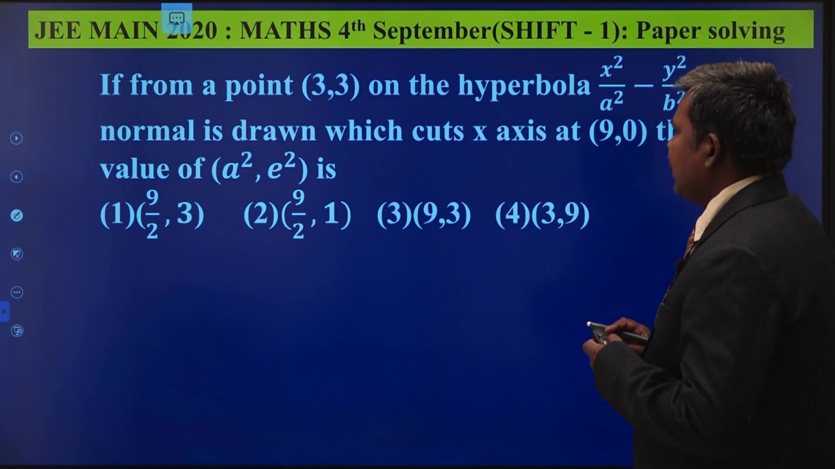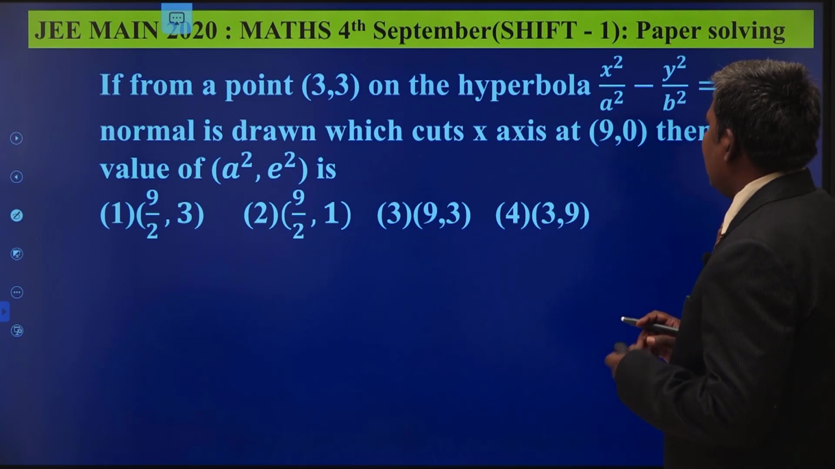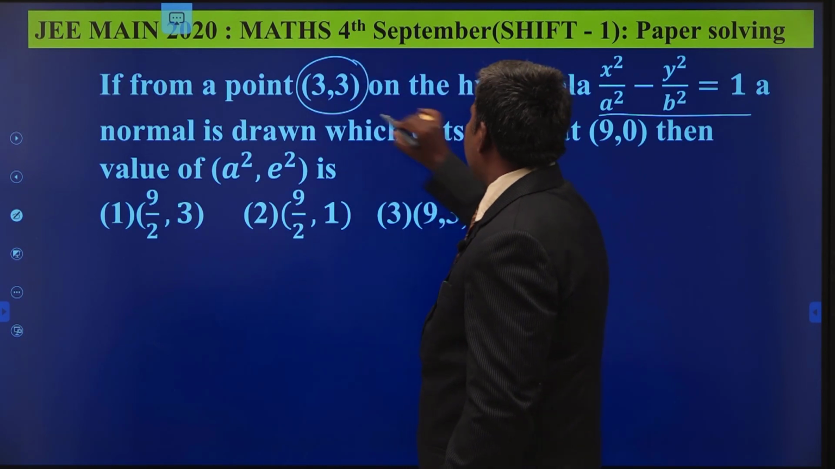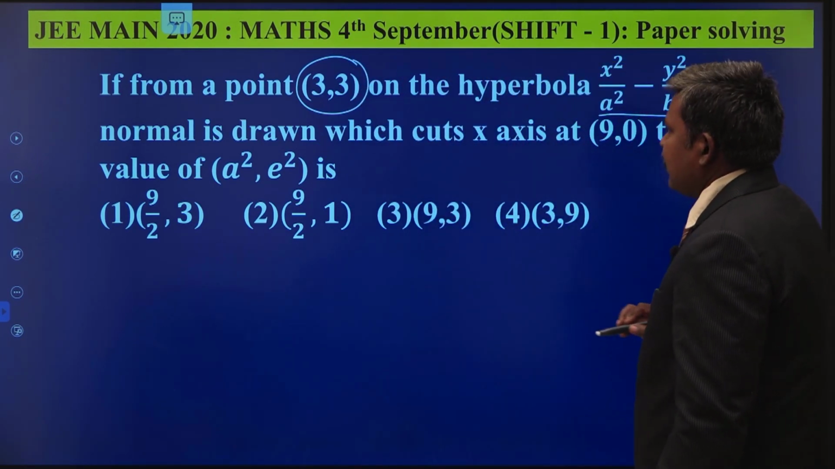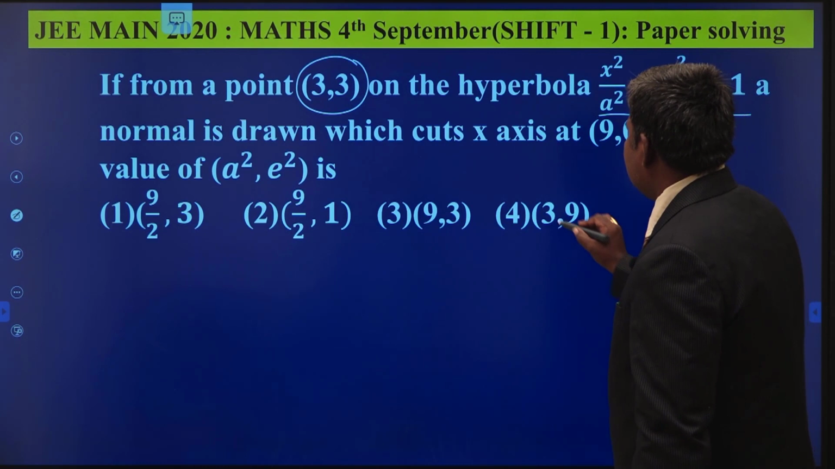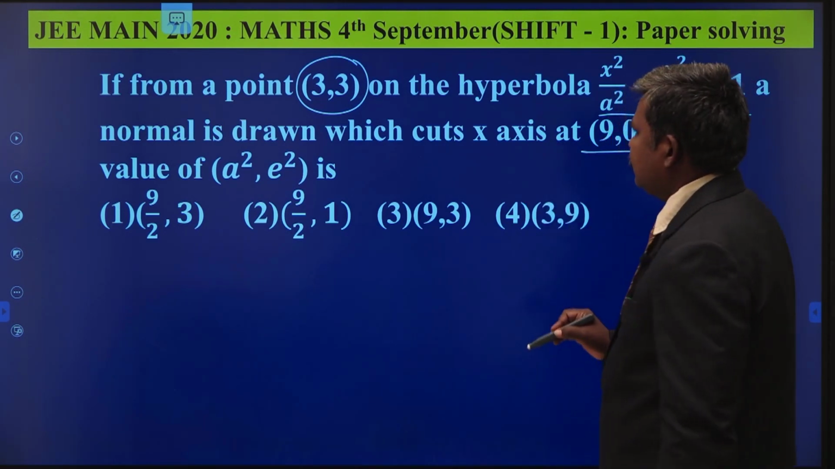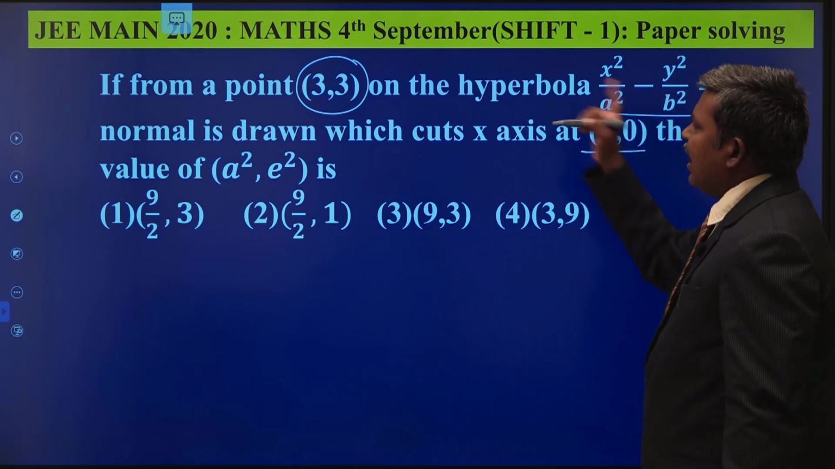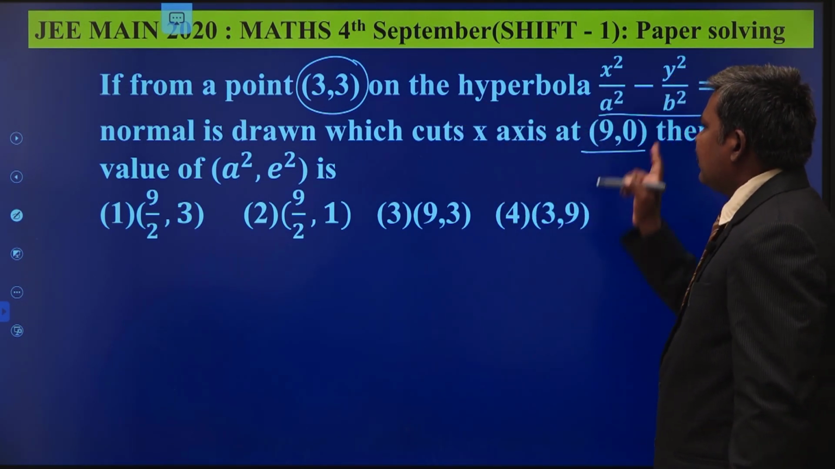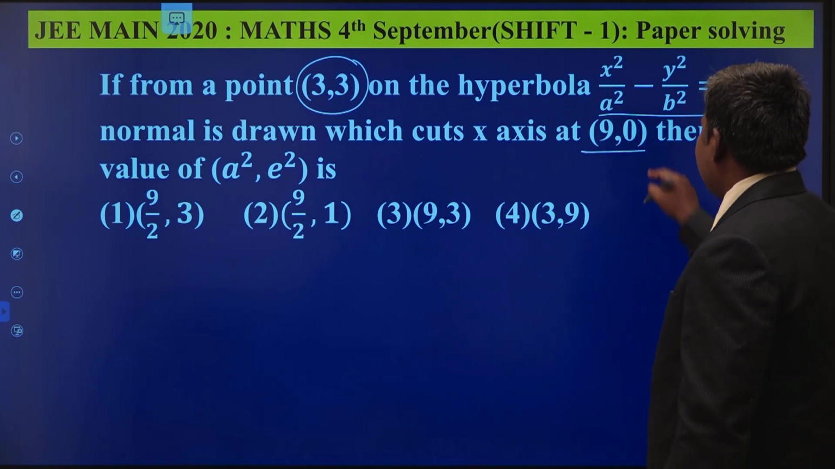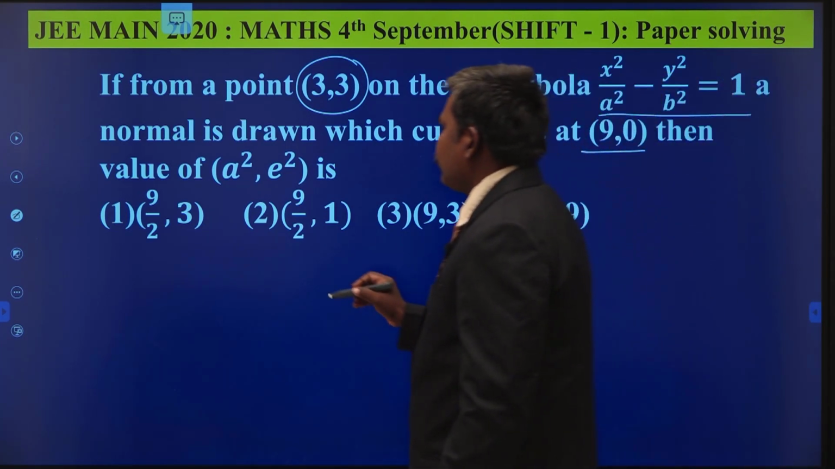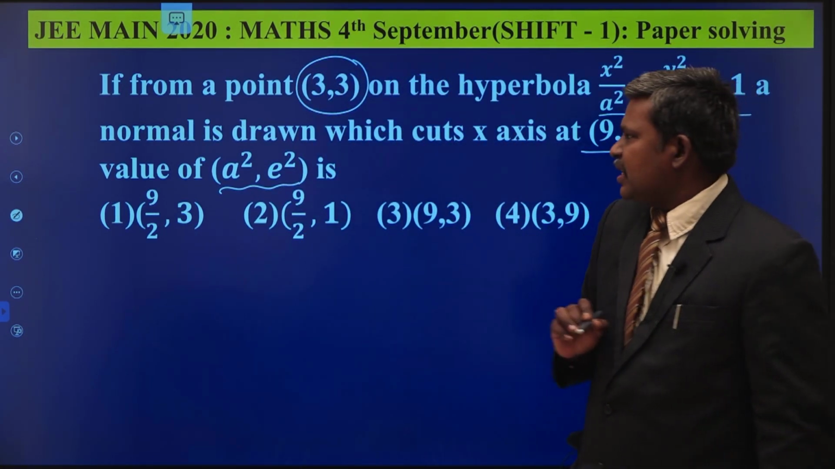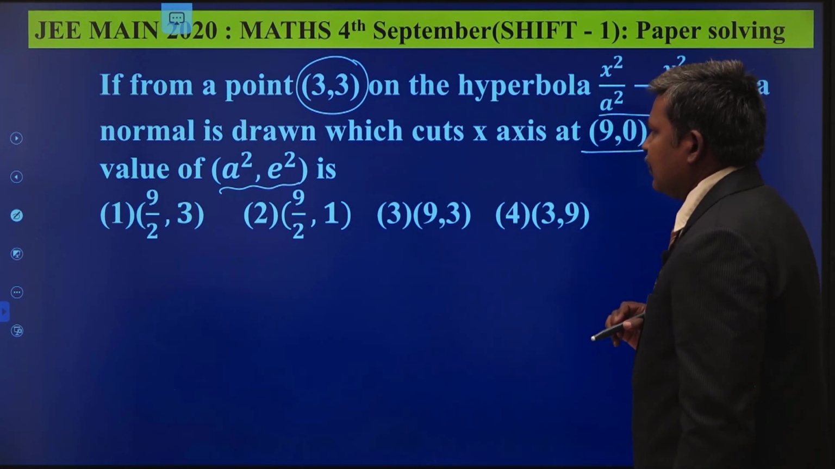Next question. If from a point (3, 3) on the hyperbola, a normal is drawn which cuts the x-axis at (9, 0). So (3, 3) is a point which lies on the hyperbola. At that point we have to draw a normal. That normal cuts the x-axis at (9, 0). Then we have to find out the value of a square comma e square. This is the problem related to hyperbola.